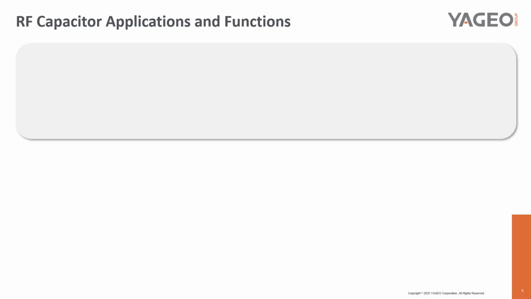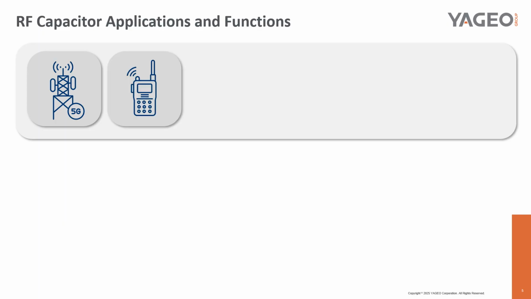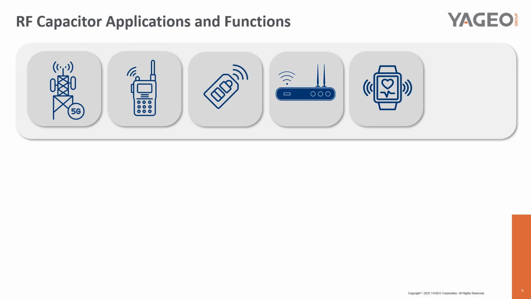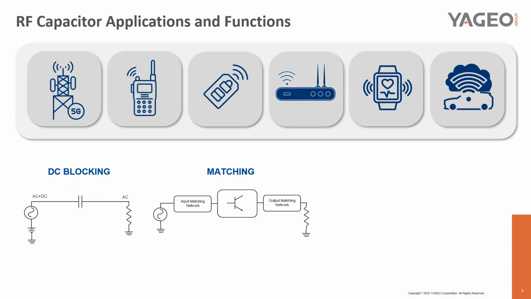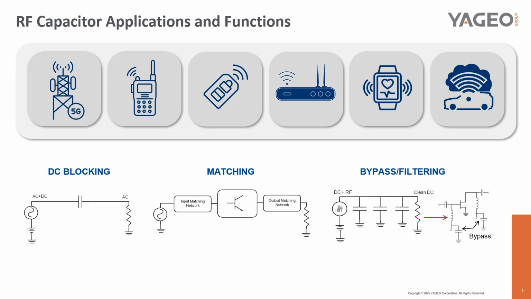Some of the main applications for RF capacitors are RF power amplifiers, base stations such as 4G and 5G, key fobs, handheld radios, wireless LANs, wearable technology, and autonomous and connected vehicles. When you're looking at the actual circuitry in which these RF capacitors are used, they're used typically in DC blocking, matching, and of course bypass and filtering applications.